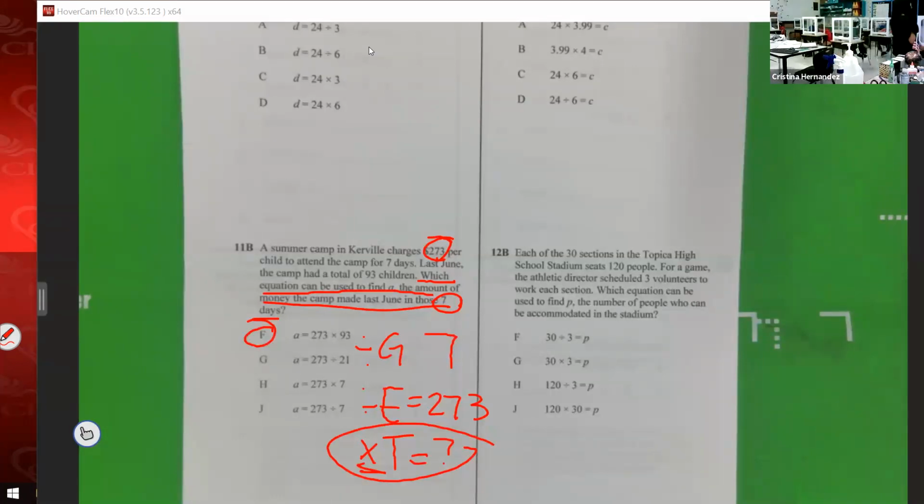Y'all need to be underlining the question, underlining any information you need and don't need. I should have crossed out children because you don't care how many children went, do we? 93 children, don't care. Yeah, we don't need them anymore.